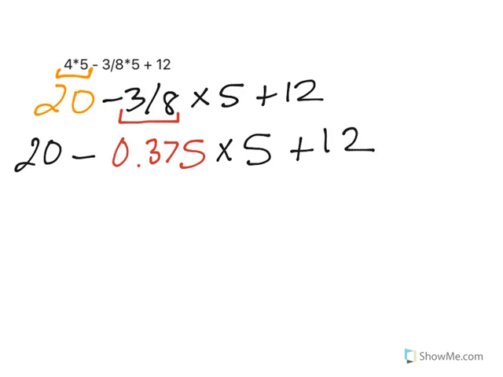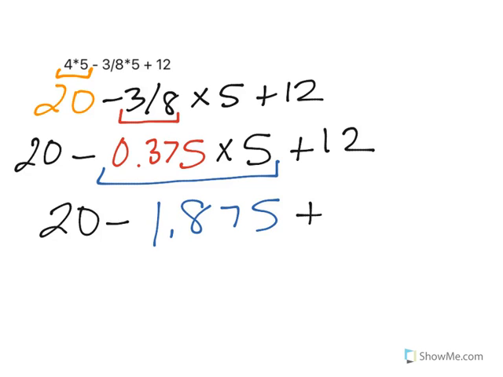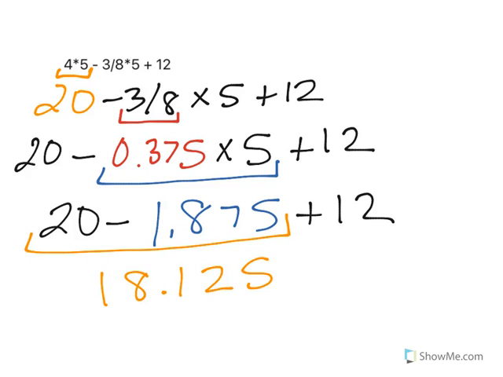Okay, so again, I keep looking multiplication, division, left to right. Well, now I see this multiplication. So 0.375 times 5 is 1.875. Rewrite what you have left. Okay, well now I have a subtraction and an addition. I'm done with multiplication and division, so now I can move on to addition and subtraction, and I can move left to right. So I start with this subtraction problem, and I get 18.125.